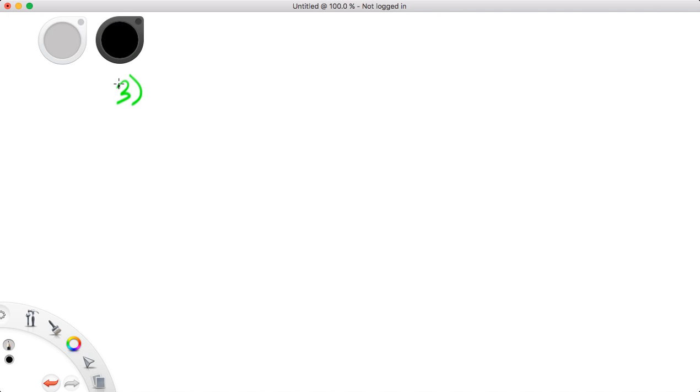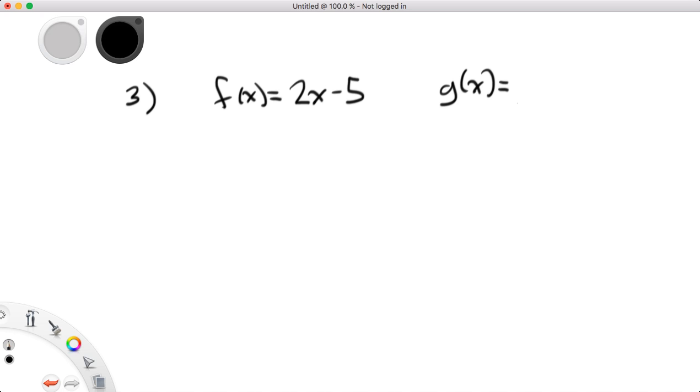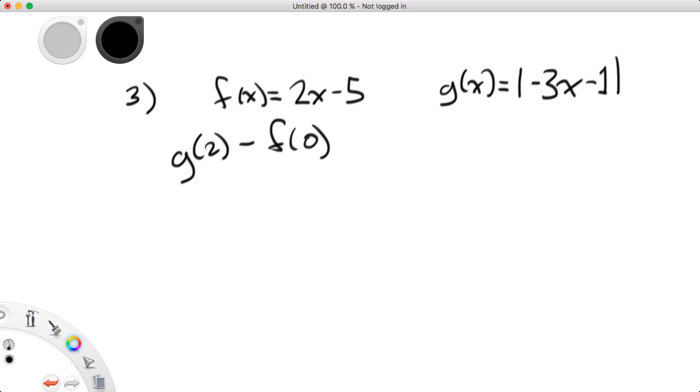Okay, so we're going to do number 3, and what we know from number 3 is that f of x is equal to 2x minus 5, and g of x is equal to the absolute value of negative 3x minus 1. Then it's asking for number 3, what is the g of 2 minus the f of 0. So the first thing I recommend doing is figuring out what the g of 2 is, right?